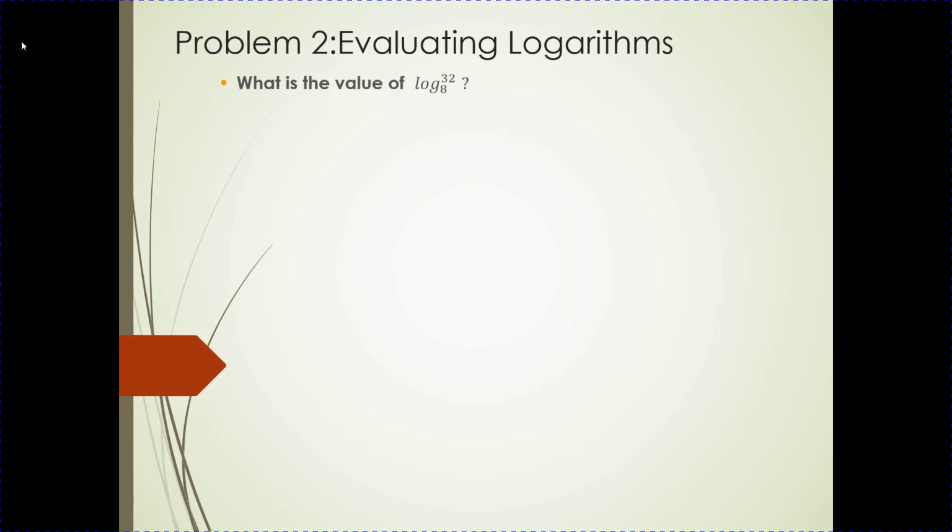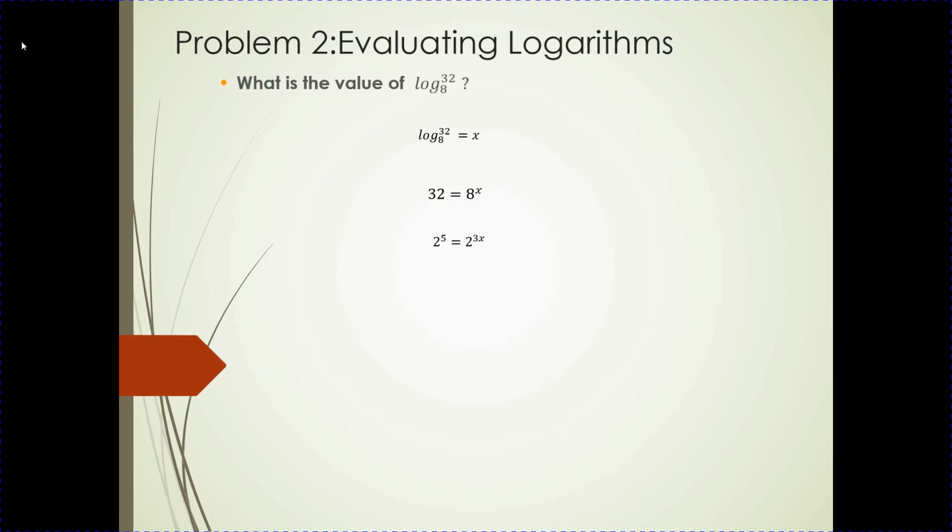In problem 2, we are going to exercise evaluating logarithm. What is the value of logarithm of 32 to the base 8? In order to evaluate this logarithm, first let logarithm of 32 to the base 8 be equal to x. Then convert this logarithm to exponential. It will be 32 is equal to 8 to the power of x. Then write each side to the base 2. So 32 is 2 to the power of 5 and 8 is 2 to the power of 3. Therefore, the equation will be 2 to the power of 5 is equal to 2 to the power of 3x.